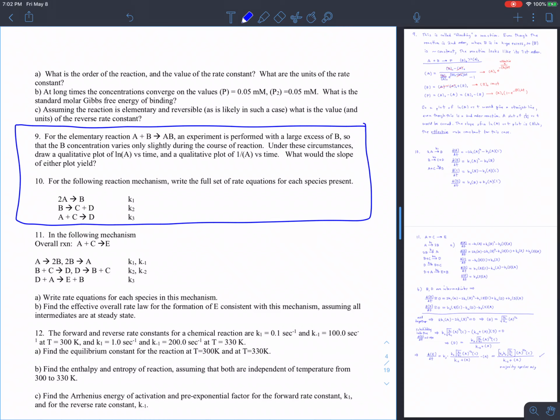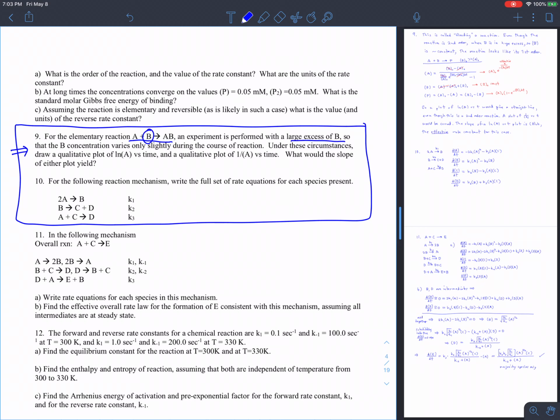Okay, problems 9 and 10 are next. They're fairly quick ones, so we'll do both of them together. Problem 9 asks, for an elementary reaction, an experiment is performed with a large excess of B. So A plus B goes to AB.